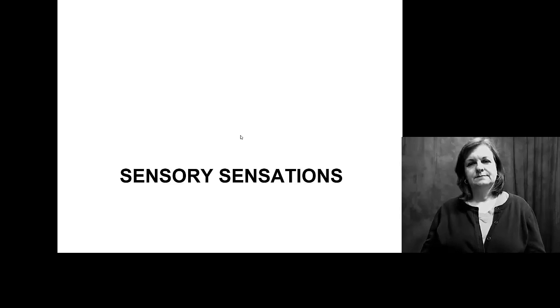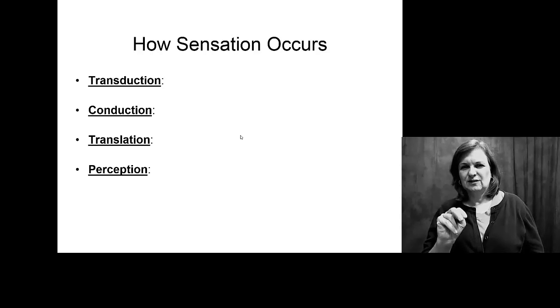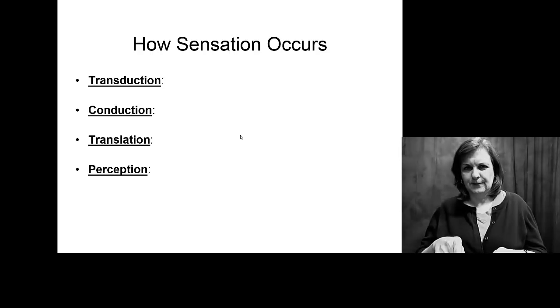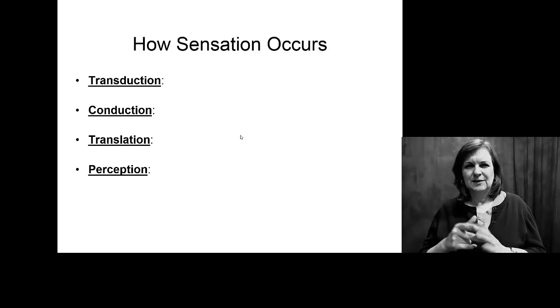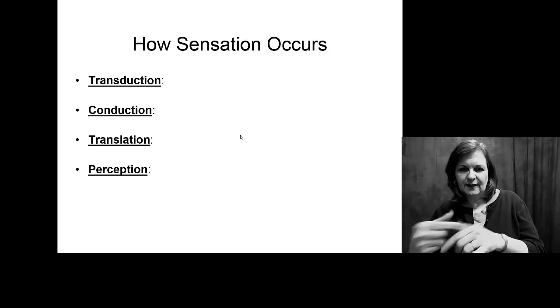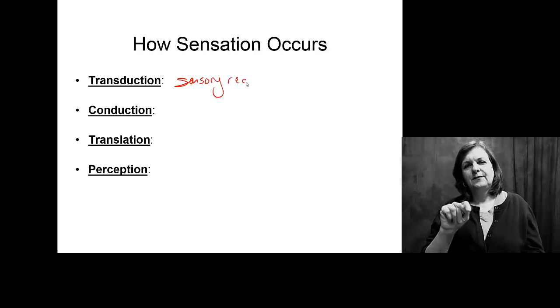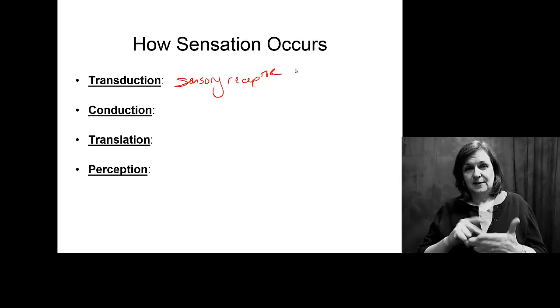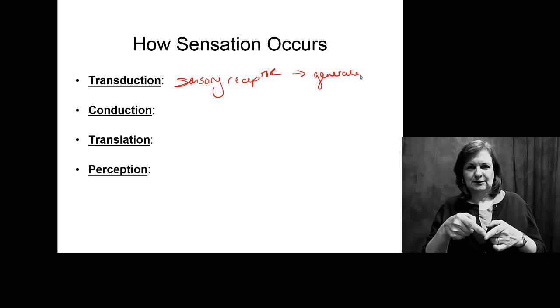How does sensory sensation actually occur? We go through what we call a transduction pathway. Essentially, what this means is we've got to look for how we get action potentials firing to your brain and sending information back. So transduction is your sensory receptor is going to generate a nerve impulse.